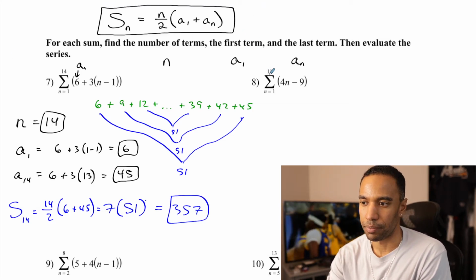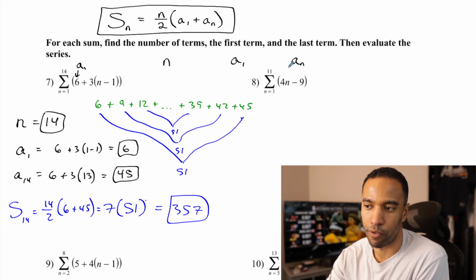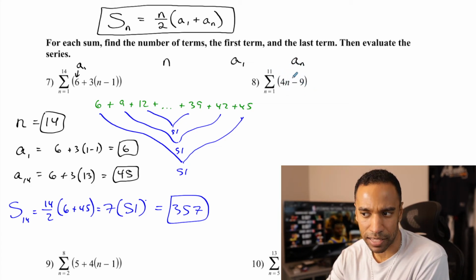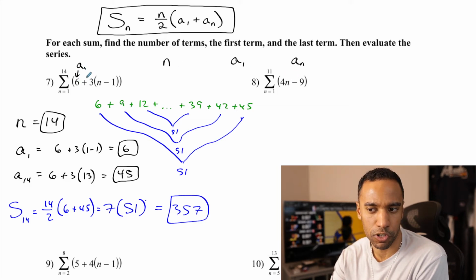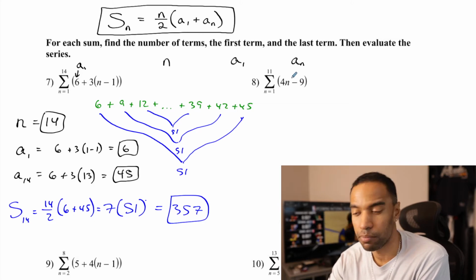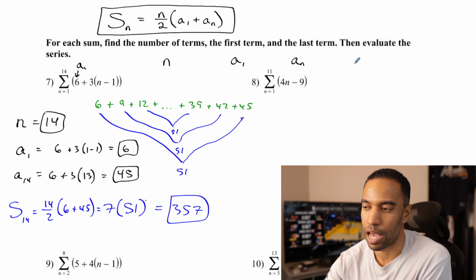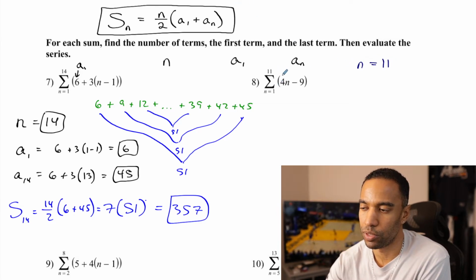So on number 8 here, the summation from n equals 1 to 11 of 4n minus 9. Now this isn't the explicit formula as it is with the first term here, so don't assume that 4 or negative 9 is the first term. If you want to get the first term, you're going to have to substitute 1 into here. So let's start by addressing how many terms there are. 11, from 1 to 11 there.